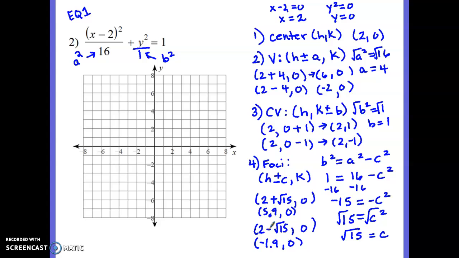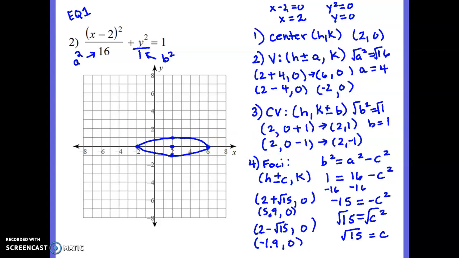All right, so let's start with our center. Our center is (2, 0). So over 2, there we are. There's my center. Then my vertices are (6, 0) and (negative 2, 0). Okay, so that's how it looks so far. Now I've got (2, positive 1) I've got to go to, and then (2, negative 1). Okay, so we're going to draw on our ellipse. Notice that this one is horizontal. Just draw it the best you can.